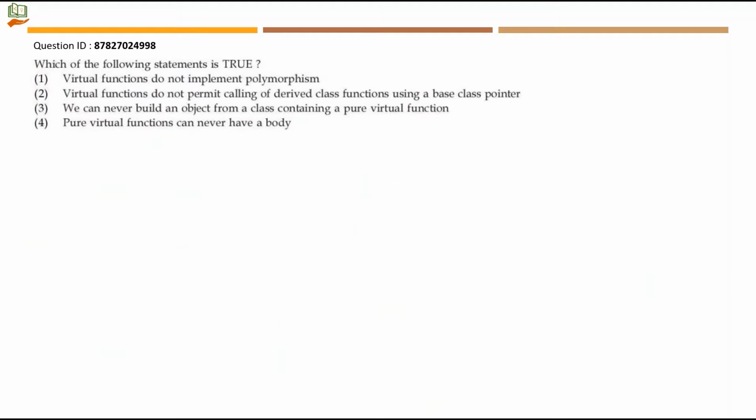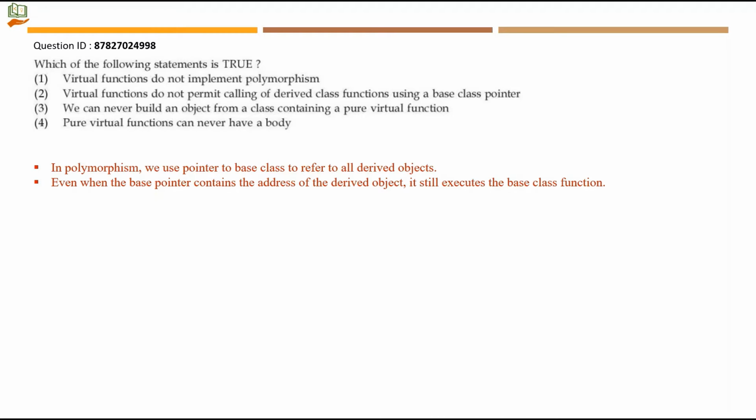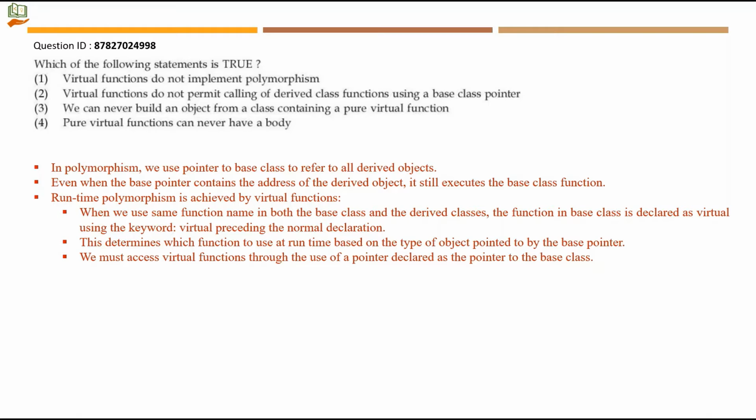Next question. Which of the following statements is true? In polymorphism we use a pointer to base class to refer to all derived objects. Even when the base pointer contains the address of the derived object, it still executes the base class function. Runtime polymorphism is achieved by virtual function. In general, in compile time polymorphism, this will be the case. So in order to override this and make the derived class function execute, we make use of virtual functions.